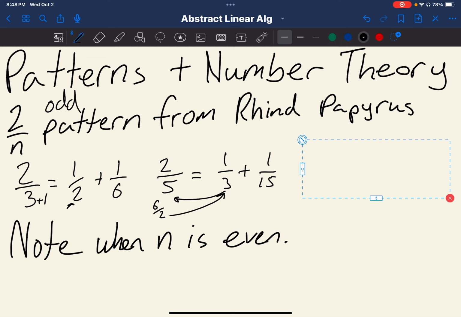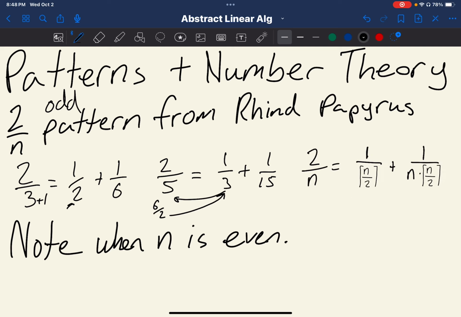So if I delete this, we can think of this, and this notation here may look scary, but I'm going to explain it's really not, and it's helpful for later on in the bigger number theory chunk. 2 over n is going to equal 1 over the ceiling of n over 2. This is called the ceiling of n over 2. And what this means is if we divide 5 by 2, we get 2.5, right? And we're just going to go up to the next whole number. We're going to round up to 3. So that's why we get 3 for this.